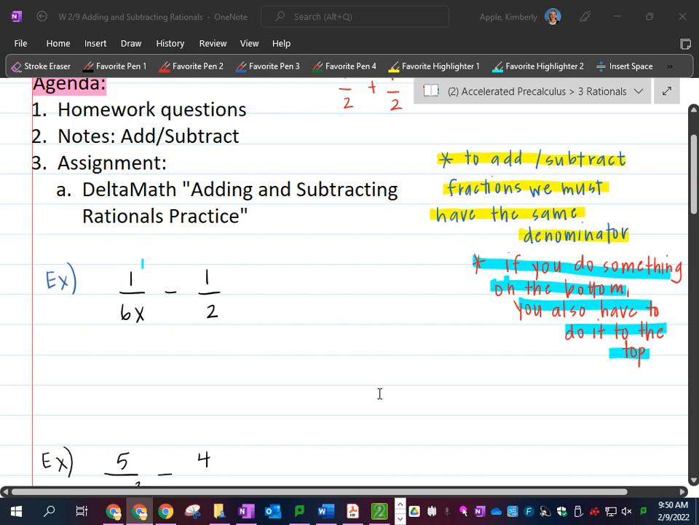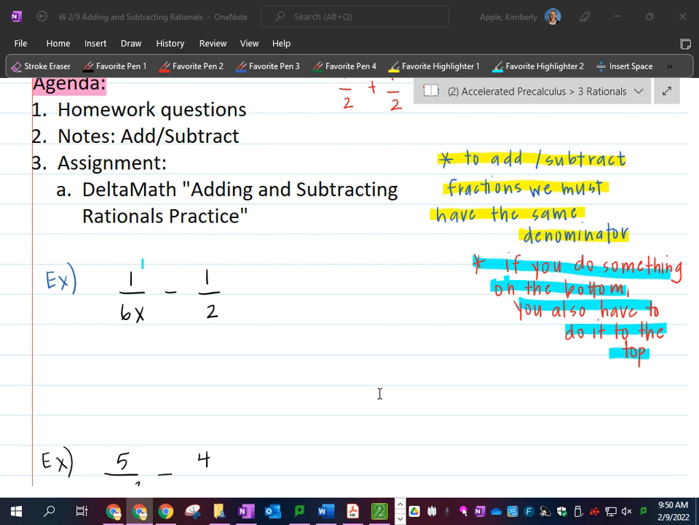So let me just do this first example with you. First, this is two fractions. One is subtracted from the other. They do not have the same denominator, right? They do not have that.